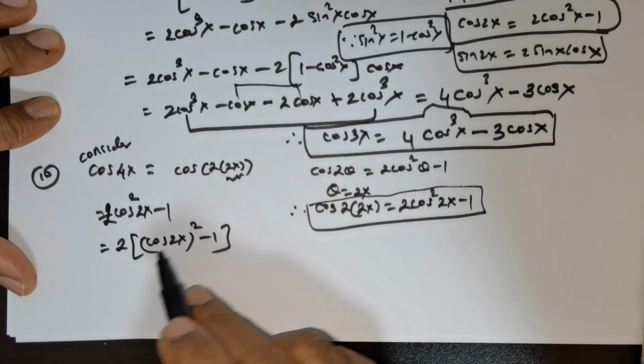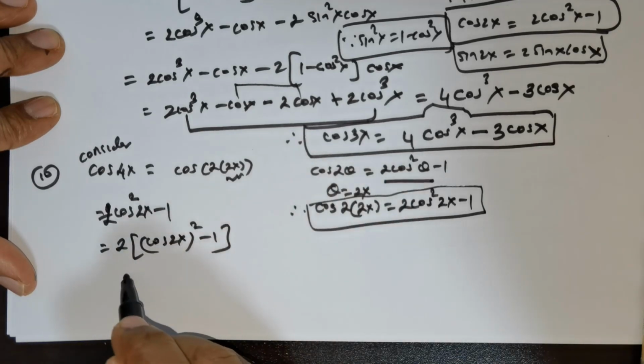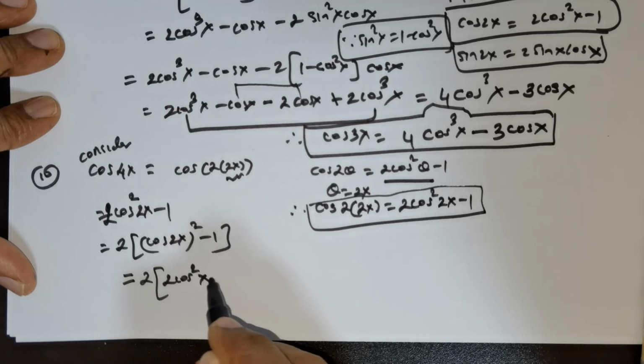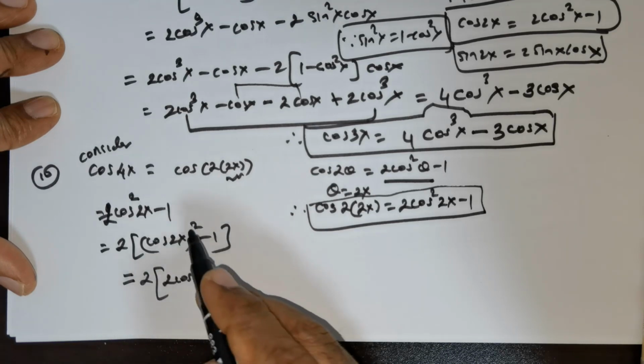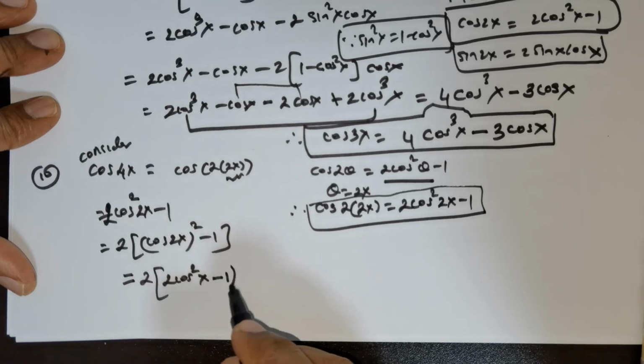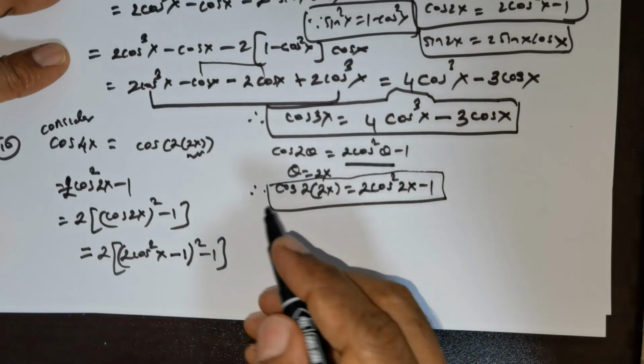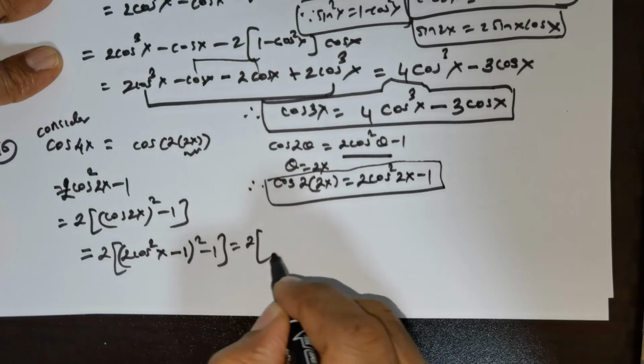Now again apply the same formula. So that is going to be equal to 2 times cos 2 theta, which is 2 times cos squared x negative 1. Now this has to be raised to the power of 2 followed by negative 1. So there is quite a lot of steps involved, so you got to be careful.